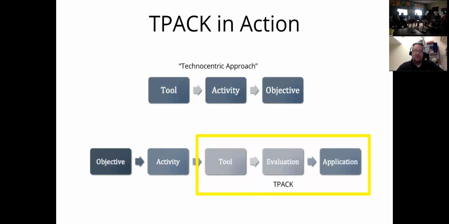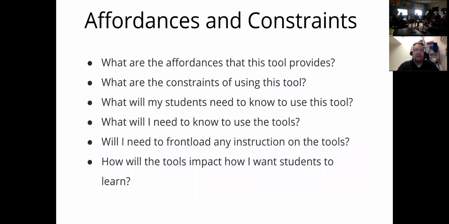Because the difference between the top approach and the bottom approach is you have no opportunity for evaluation. You've already decided what tool you're using in the technocentric approach, and that's it. Whereas in the second model, you're really having that opportunity to say, is this the right tool? And what do I need to consider about using it? So let's talk a little bit about what that approach looks like.